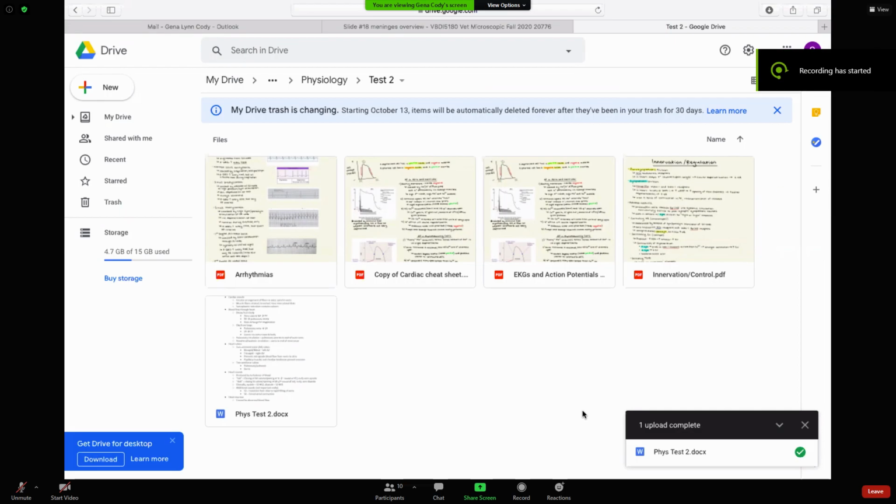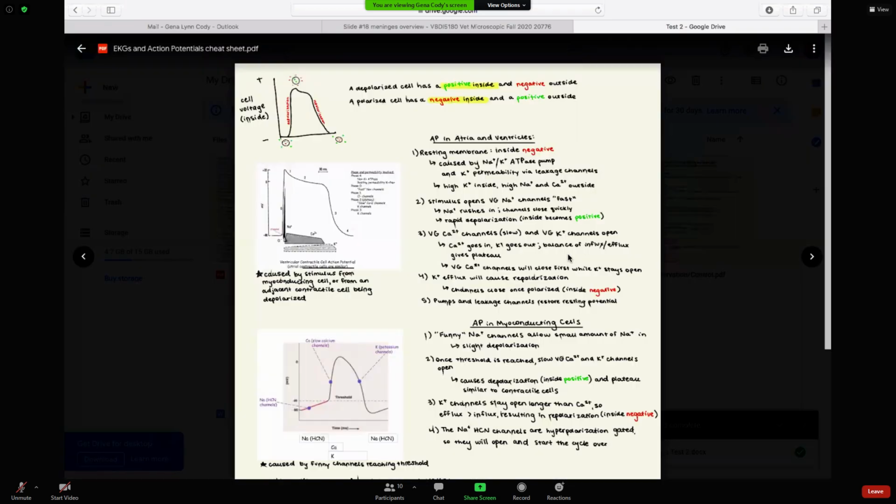General gist of what it is, action potentials and stuff like that. But especially if we want to go over that again, I won't. Okay, I'll start with EKGs and stuff.